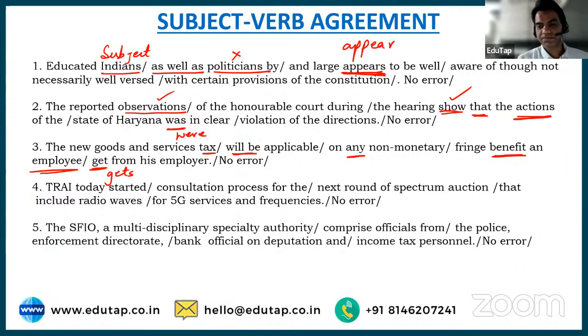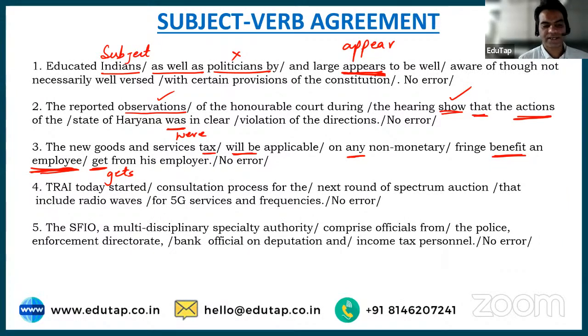Chitanshu, in previous question, the subject was any non-monetary fringe benefit an employee. So when we are talking about one singular person, singular person will take a singular verb. So that is why we have to use not "get," we have to use "gets." Samajh aaya Sudhanshu? Very good, Mahindra.